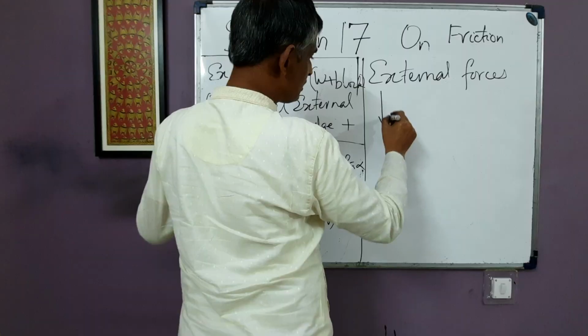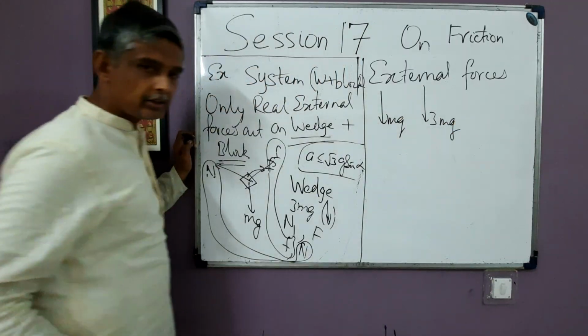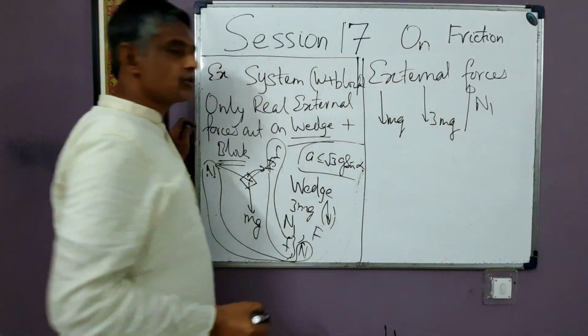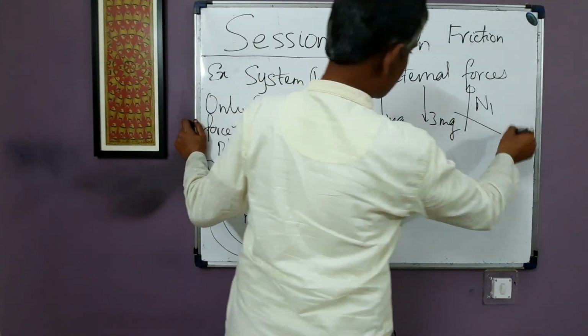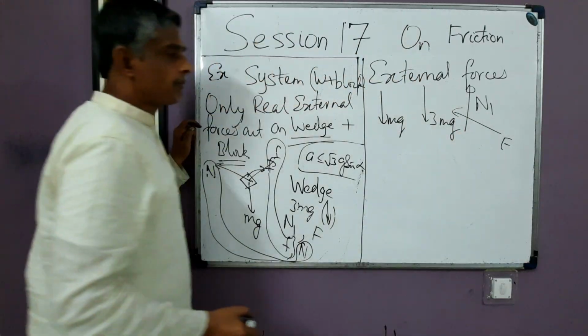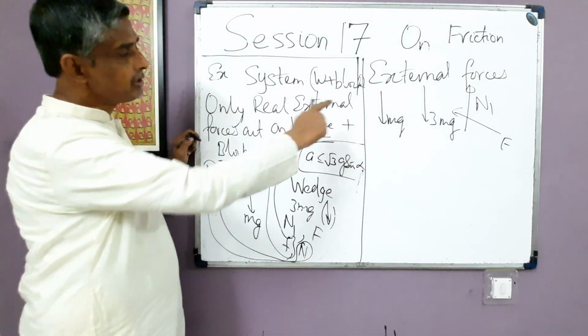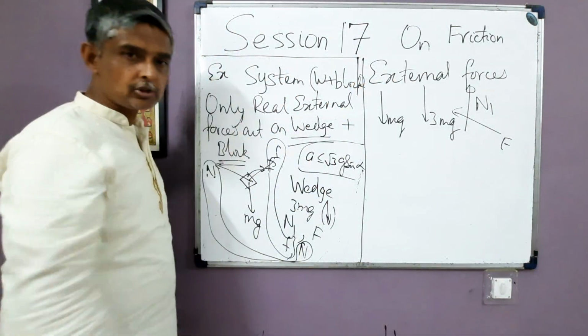One is what? mg in downward direction. Other is what? 3 mg in downward direction. Other is what? Normal force N1 on the horizontal base of the wedge due to the ground, N1. Then there is a force F, in 3D view, force F applied on the vertical triangular face of the wedge in negative x direction. These are the only external forces on the system. Okay, only these forces appear in the combined equation.